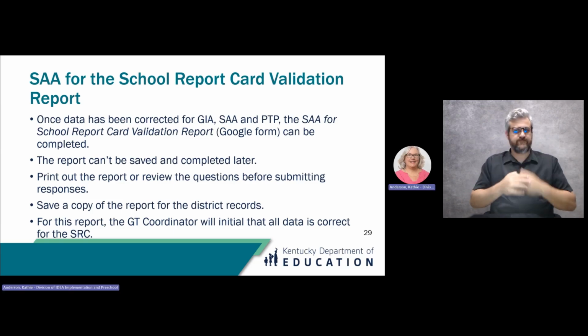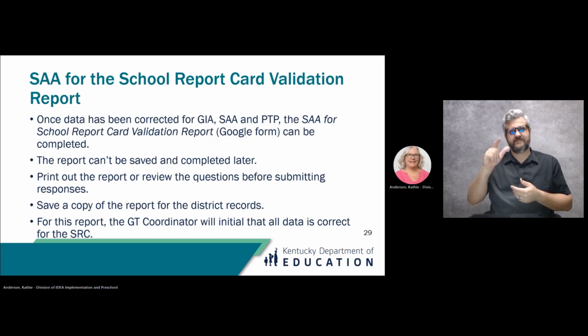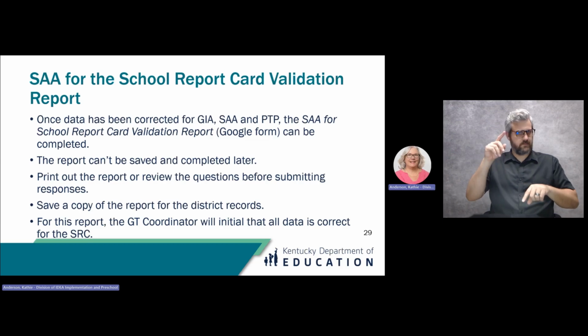Once data has been corrected for the GIA, the SAA, and PTP invalid reports, the SSA for school report card validation can be completed. This is a Google form, and it can't be saved and completed later. You may want to print out the report or review the questions before submitting the responses. Save a copy of the report for district records. For this report, the GT coordinator will initial that all data is correct for the school report card.